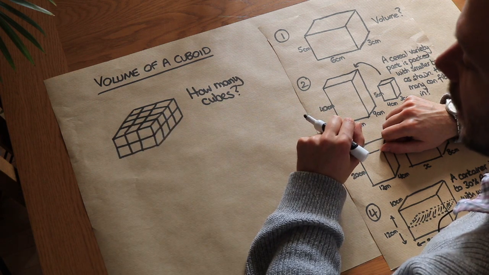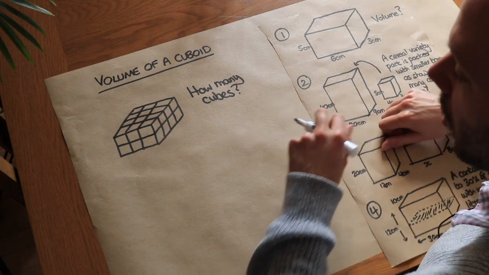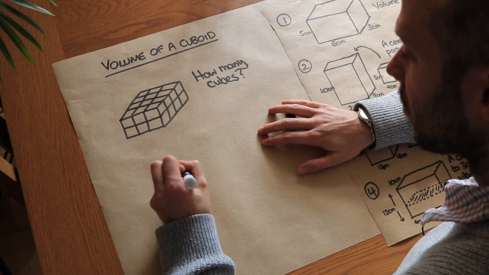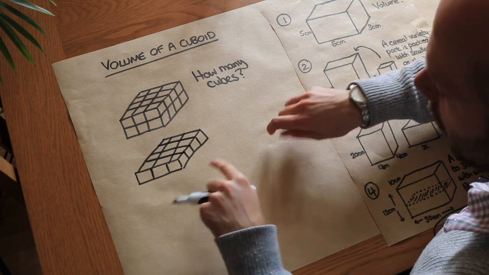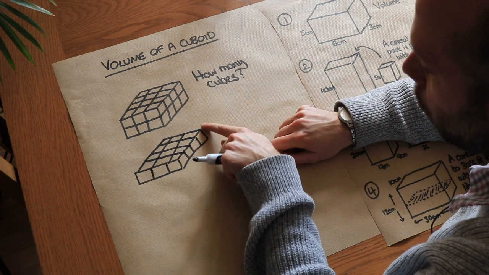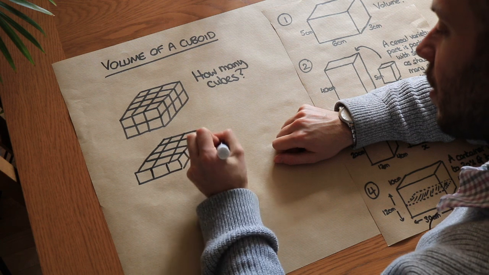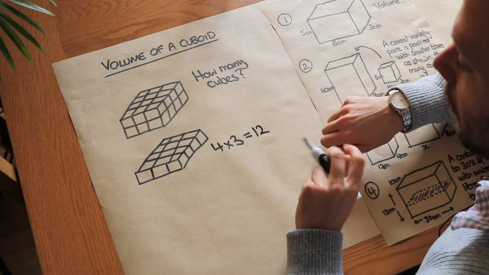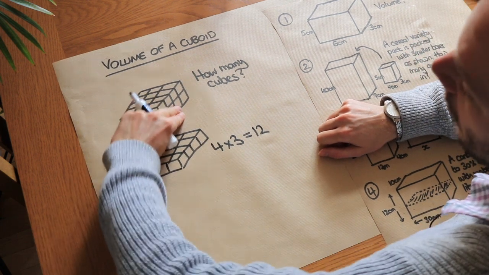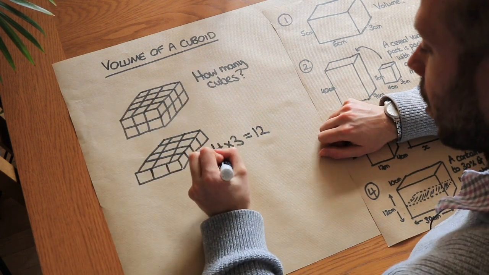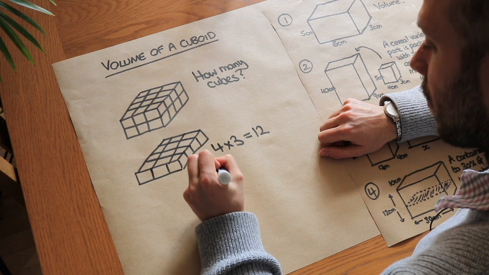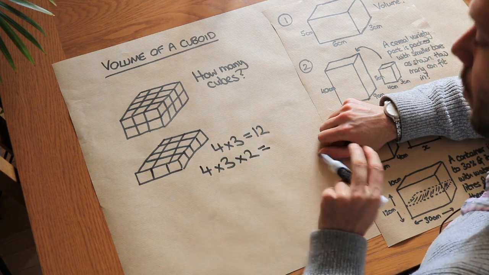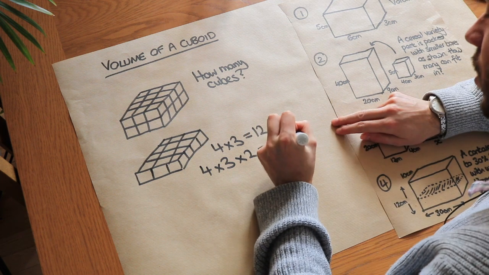So if we were counting the number of cubes here, we could just concentrate on one layer. If we take the bottom layer of cubes, the number of cubes we can see is a 4 by 3 grid. So a 4 by 3 grid, that would be 12 cubes, wouldn't it? But then we have 2 layers of these cubes. So we do 4 times 3 and then times it by 2, because we've got those 2 layers of 12 cubes, which is 24 cubes.